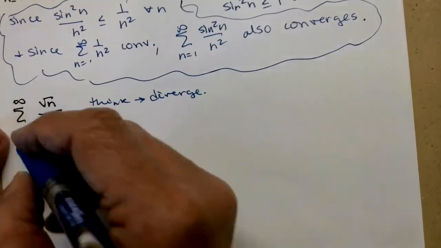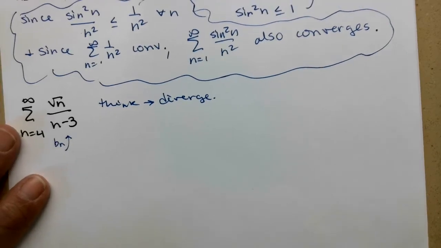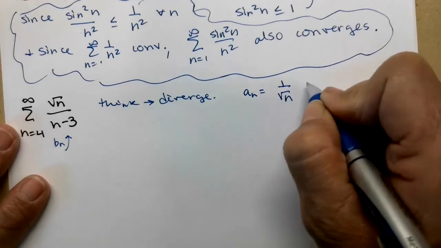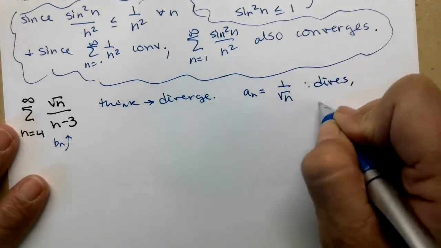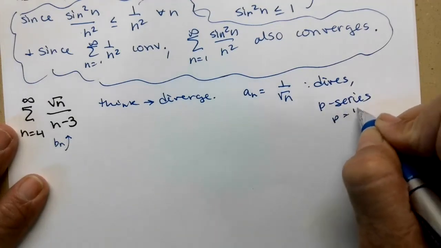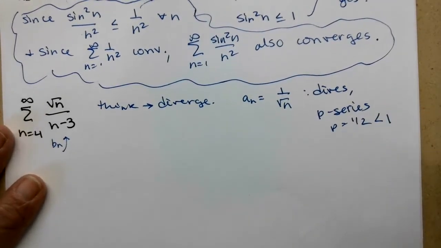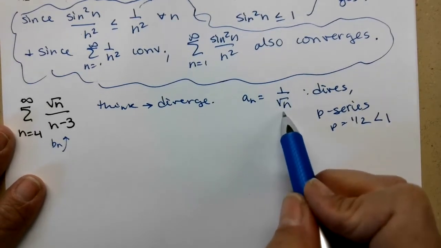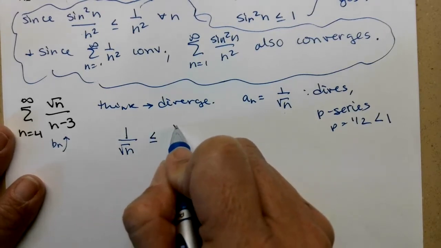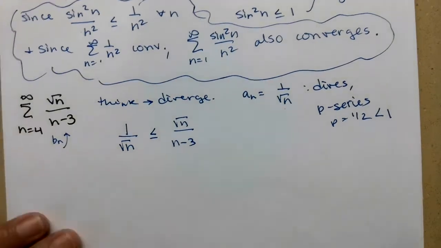Okay, so this is a little bit different. This time this is our b sub n here, and we're going to think of an a sub n that diverges. So the a sub n that we'd look at would be 1 over square root n. We know this one diverges, p series, where p equals 1/2, less than 1. Sorry. Okay. So can I show that this diverging series is always less than or equal to this series that I don't know? Well, I don't know. Let's work on this inequality.